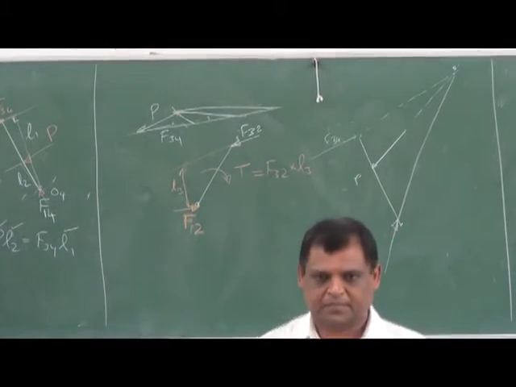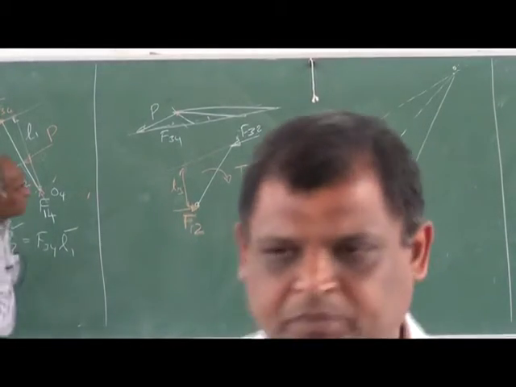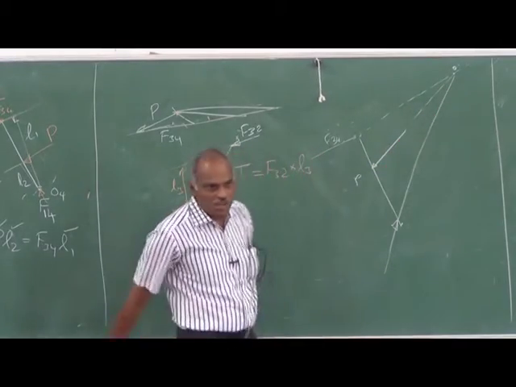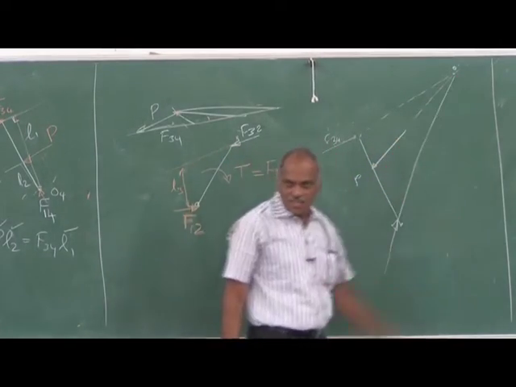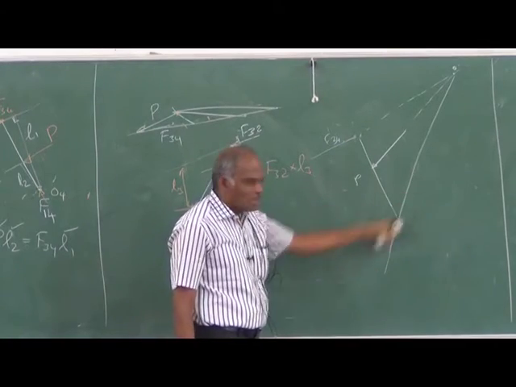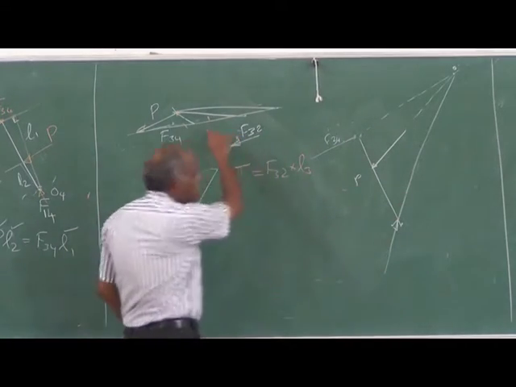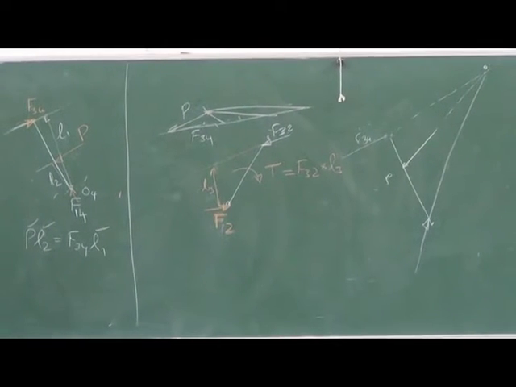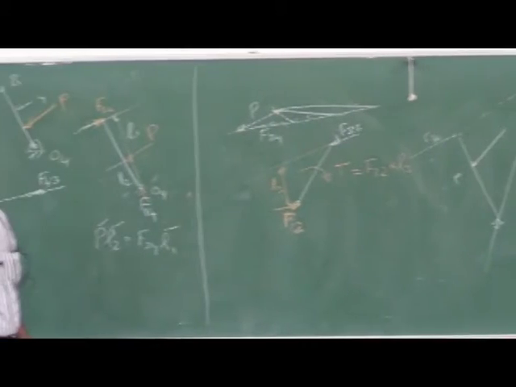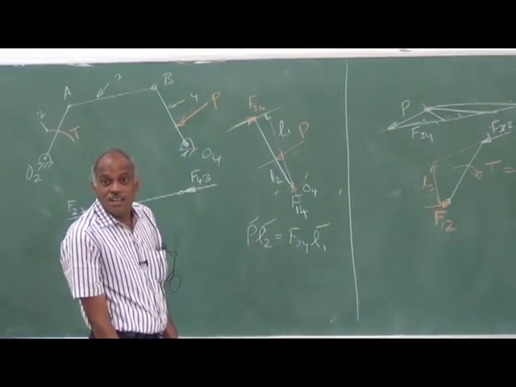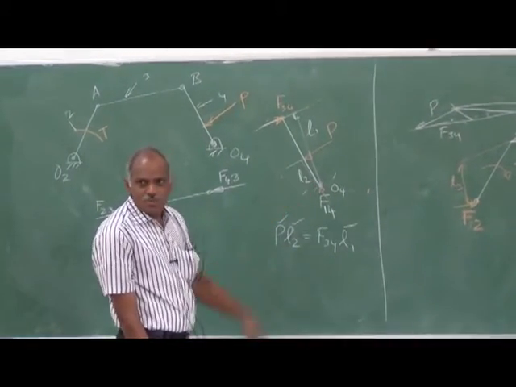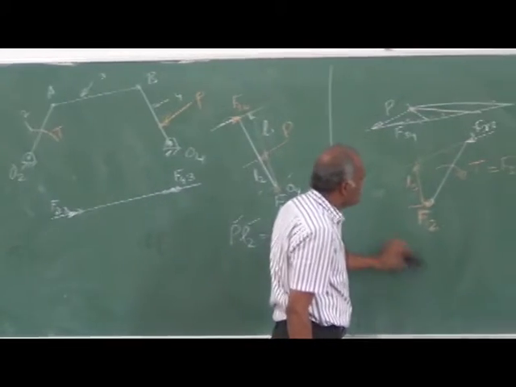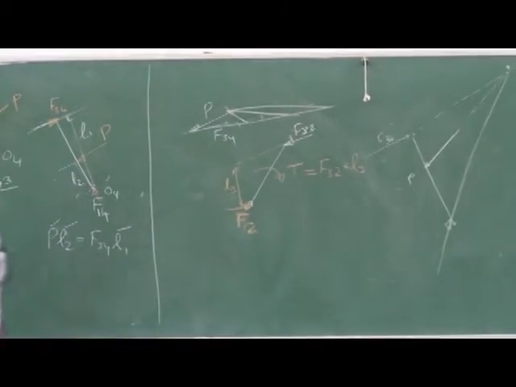Suppose you don't want to take the moments. What you can do is use the theorem of three forces, which says that they all must meet at the same point. So you extend it, let it intersect, then you know the direction of it, then you complete this diagram, because the two directions are known. This is also definitely possible. Okay, any other doubt?